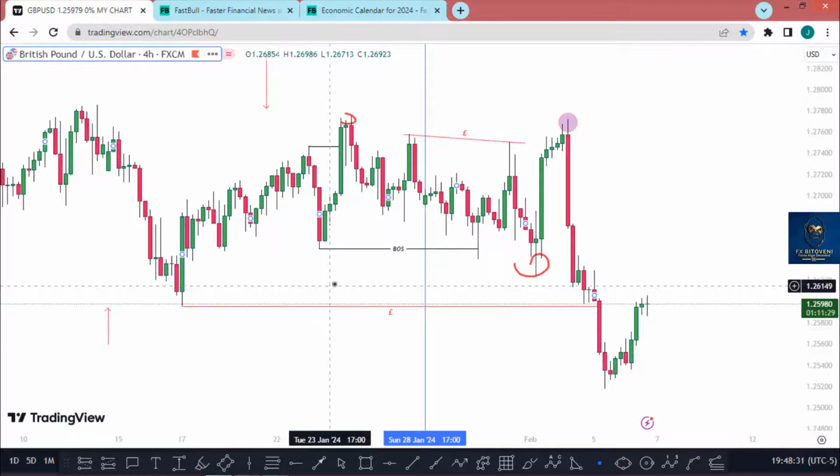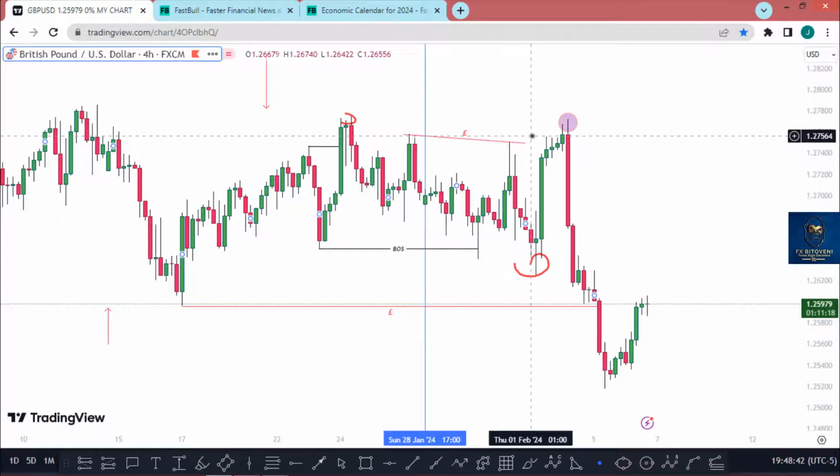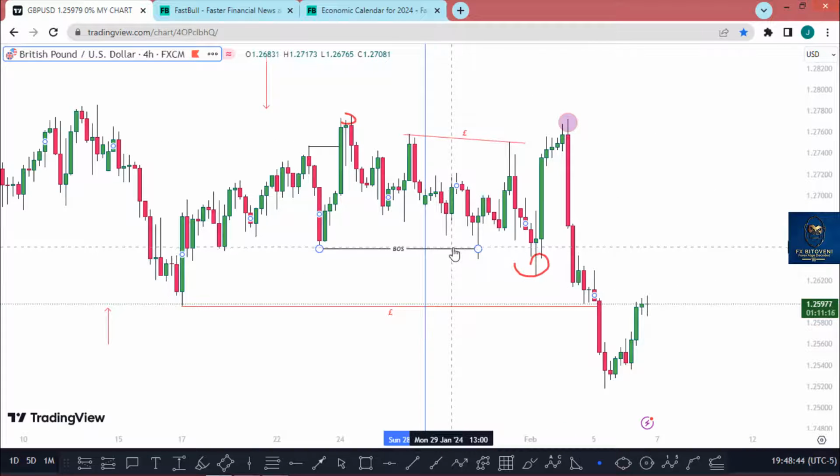So you get the idea how to define a true range. Hope you truly understand what I mean. So let's say market went higher without taking this liquidity.